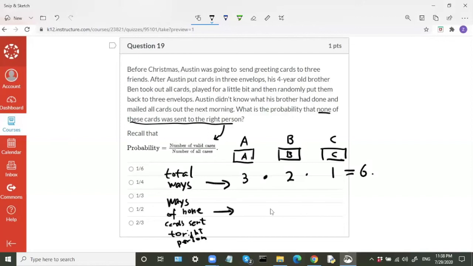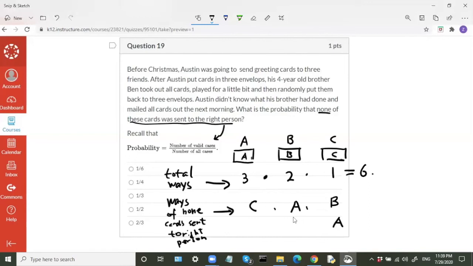So let's think about it. First, A shouldn't be in envelope A, so A just has 2 choices. A could be in envelope B, or A could be in envelope C, right? So let's put A in envelope B. Then we have B, C, 2 cards left. C shouldn't be in envelope C because that would be the right person, so C has to be in envelope A. So A in envelope B, then B in envelope C. So that's one way.